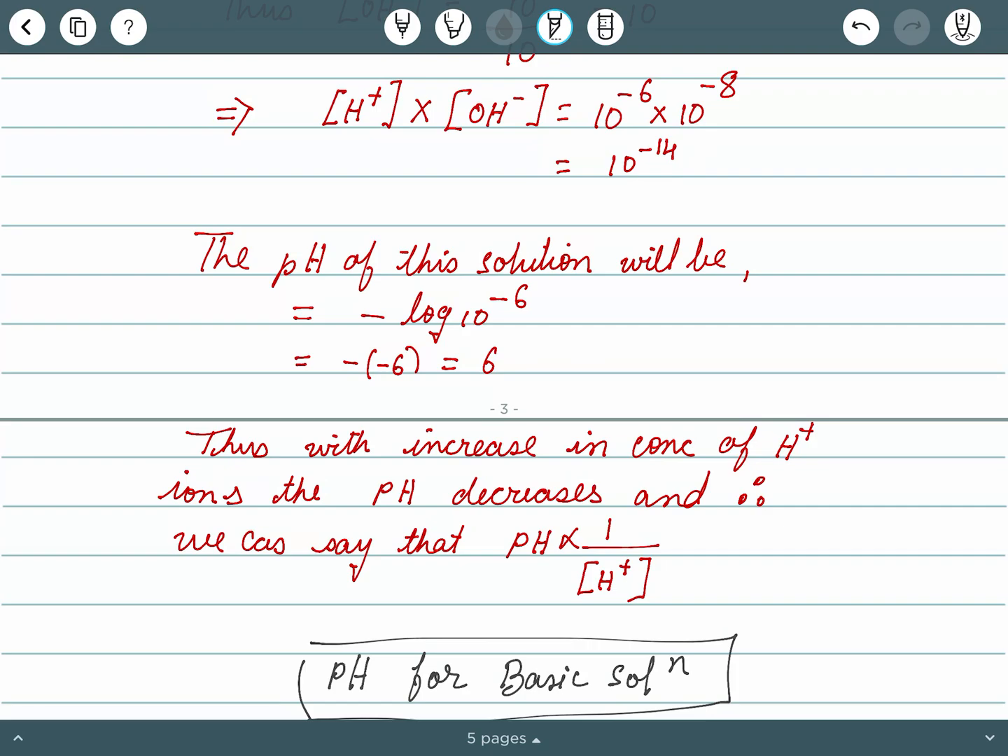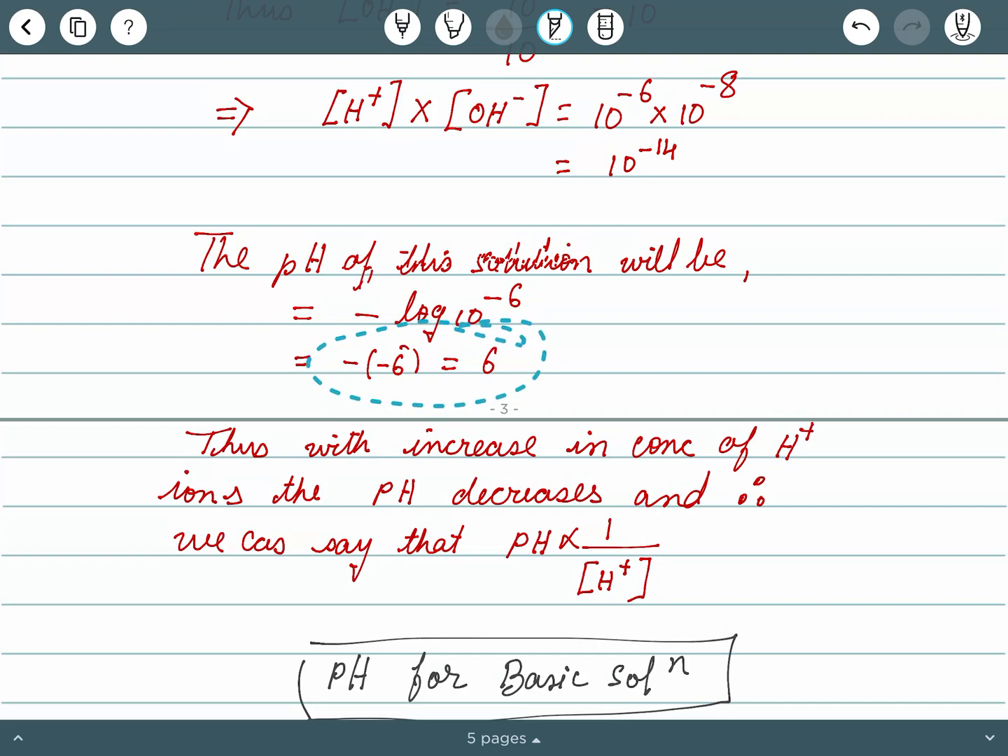pH is the negative logarithm of concentration of H plus ion. And since the concentration of H plus ion is 10 to the power minus 6, pH has to be negative log of 10 to the power minus 6. But the log of any power to the base 10 is the power itself. So that is minus of minus 6, and therefore the pH of the solution is 6 now.